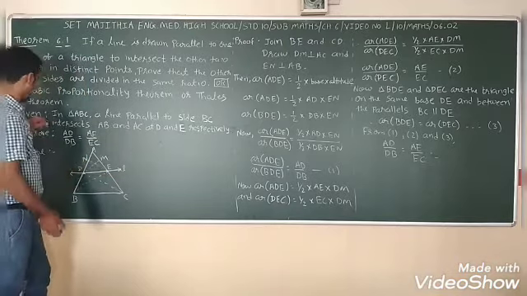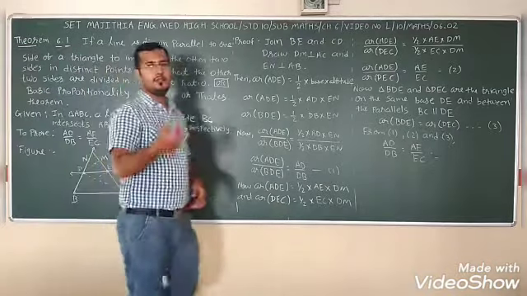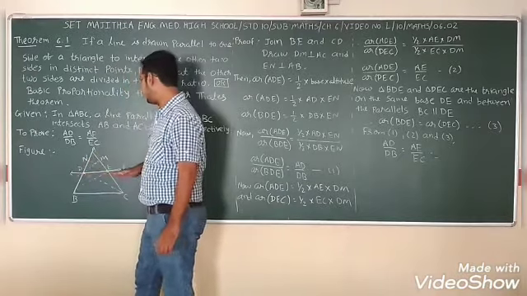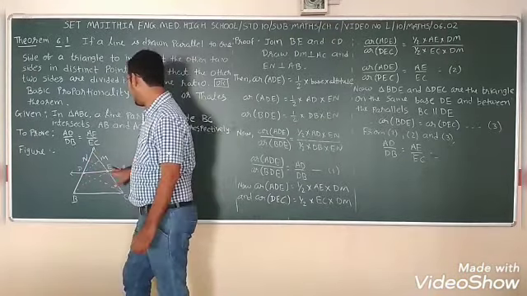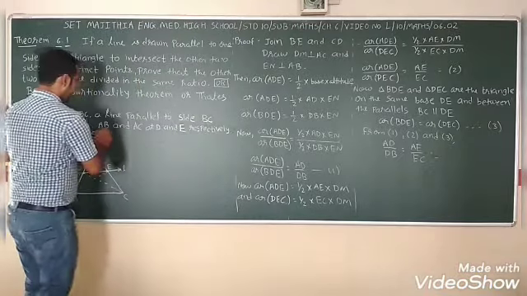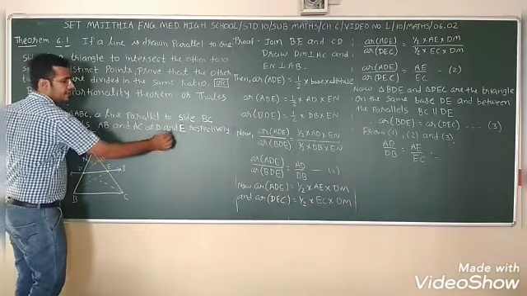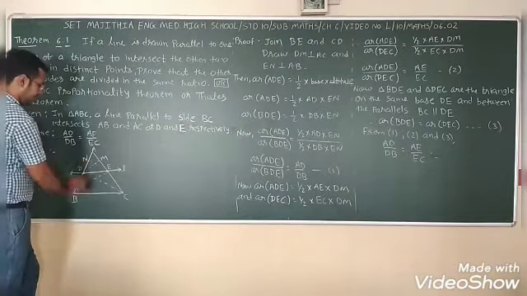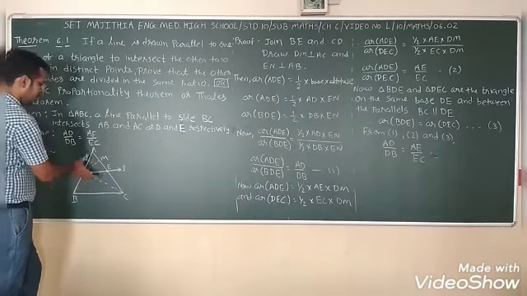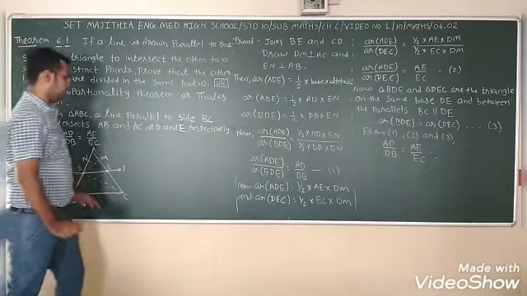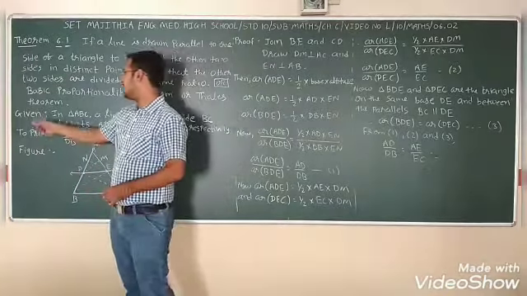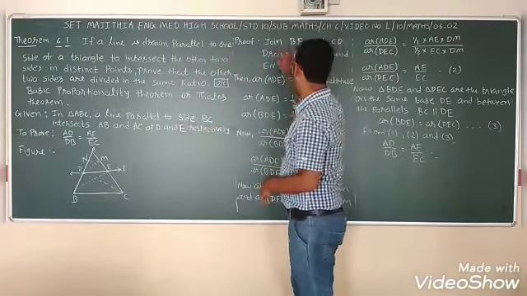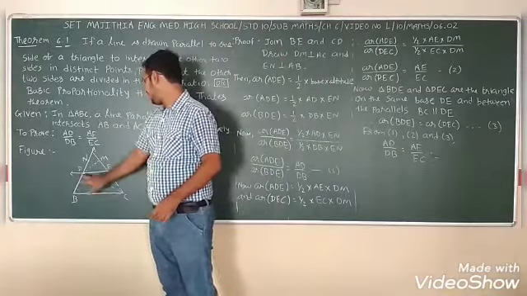After the given and to prove, then do the figure. First of all I draw triangle ABC. Here the line l intersects AB at D and AC at E. That is our triangle, and that is our ratio AD upon DB equals AE upon EC. Now for the proof, from the figure join BE and CD.